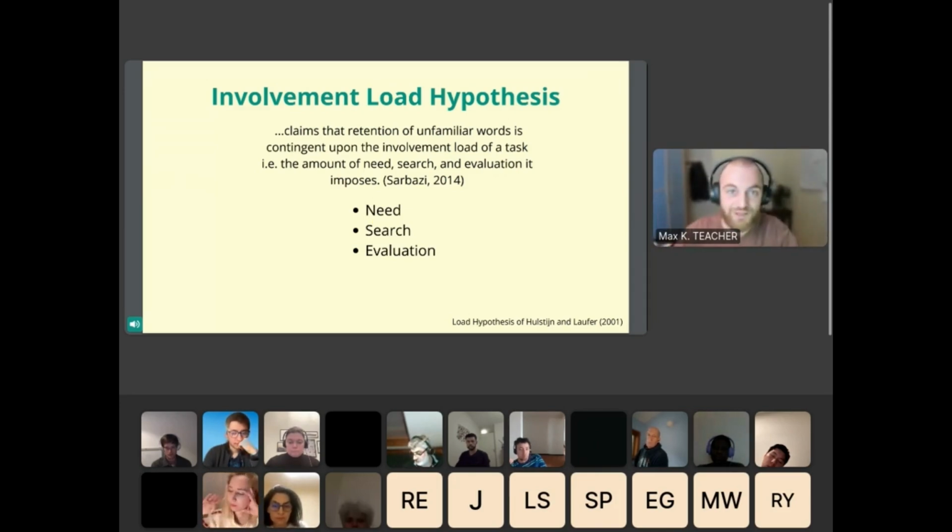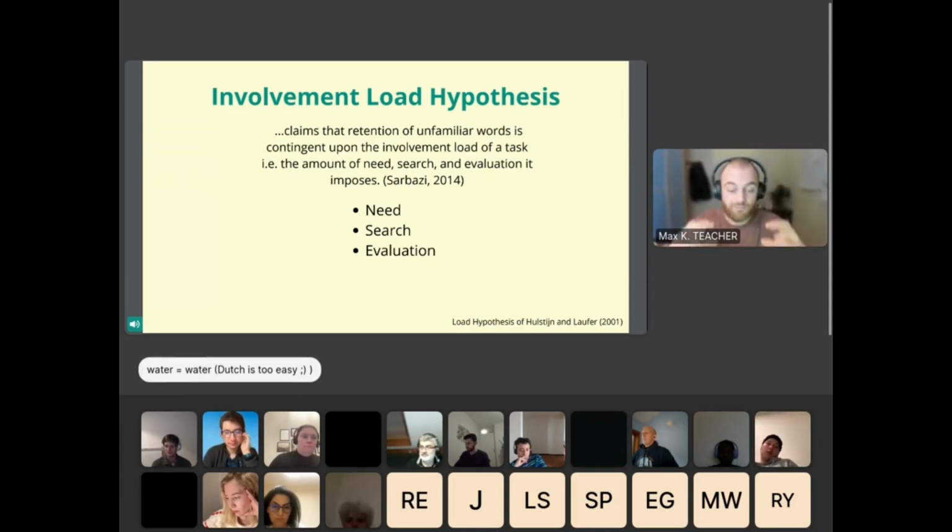What is the best moment to learn the word water? It's when you're thirsty, right? That's what need says. Then search, it says, if you need to be more involved and put more effort into finding a word, then you'll also probably remember it better. And you've probably noticed this, that when you've looked something up or Googled something, then it's easier to remember, right? That's what they tried to put into a theory with this hypothesis.